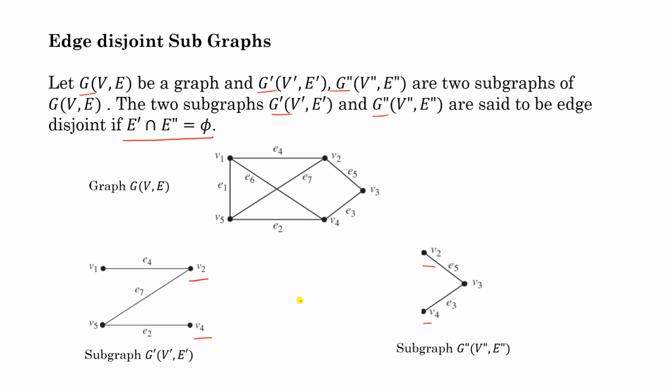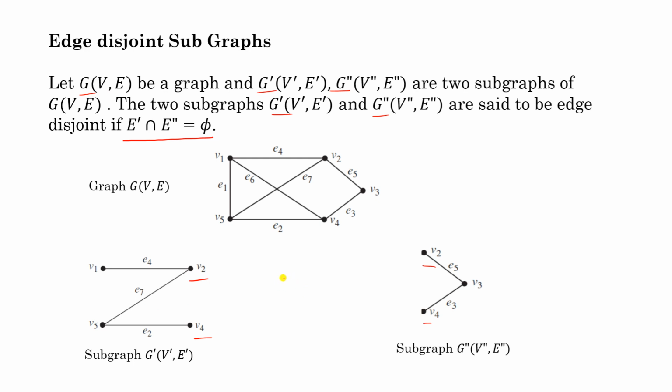So remember one thing: if two subgraphs are vertex disjoint subgraphs, then these two graphs are edge disjoint by default, or necessarily these two graphs are edge disjoint.